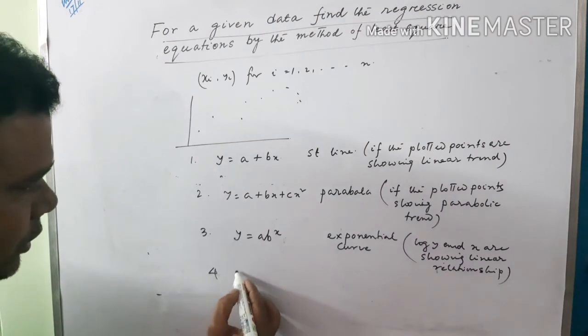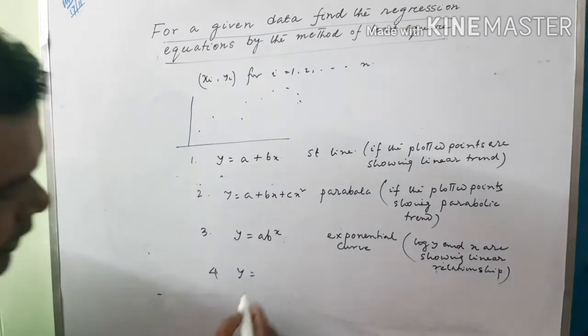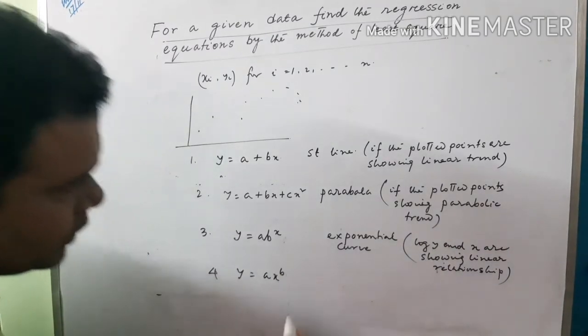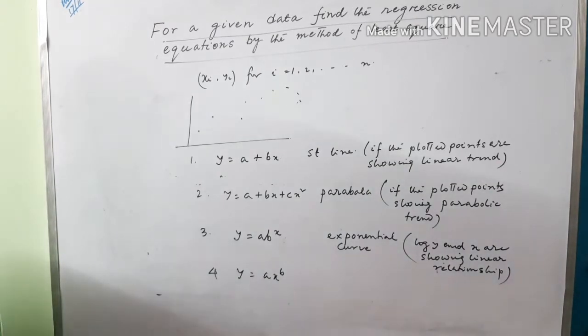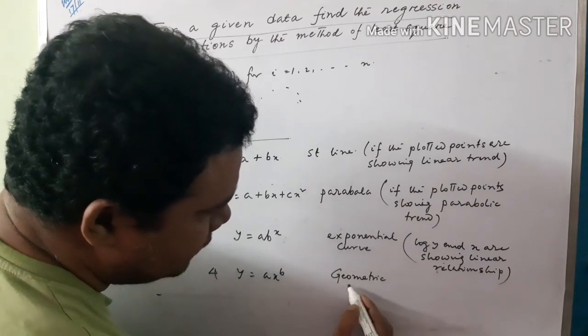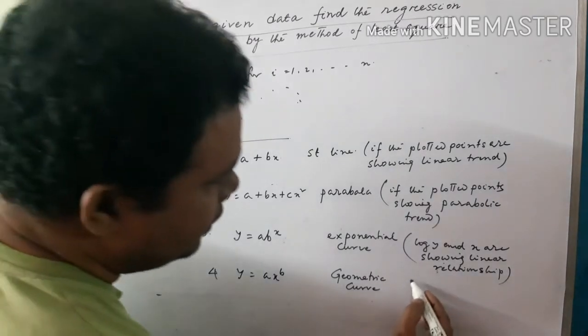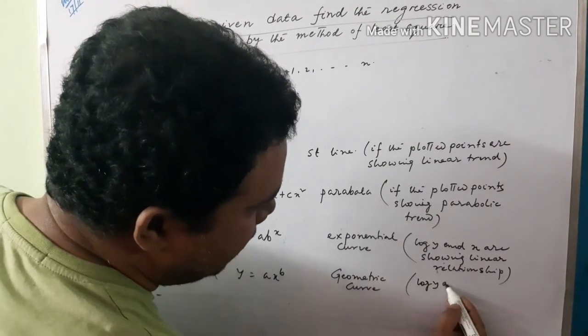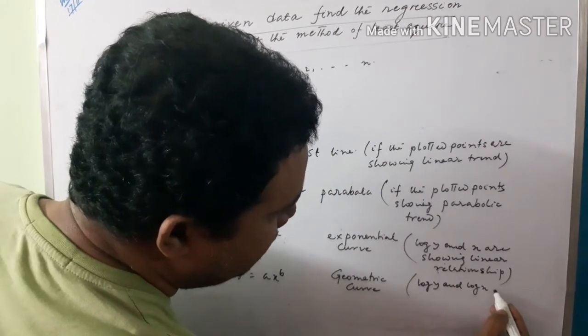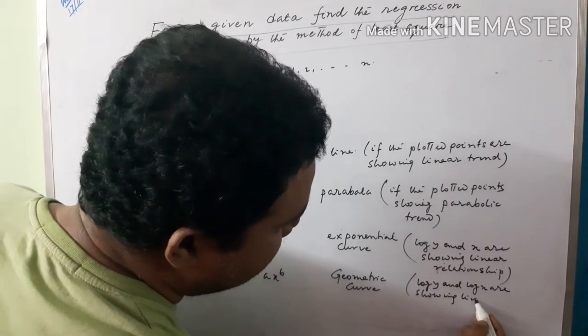Number 4, y equals a x to the power b, which is called a geometric curve. And when to use this curve? If instead of plotting y value and x value, we are plotting log y and log x value, that is, log y and log x are showing a linear relationship.